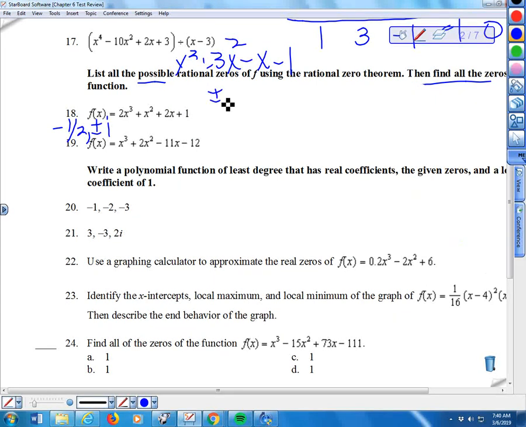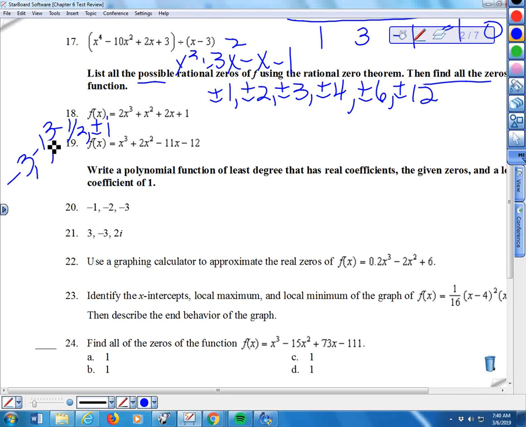Plus or minus 1, 2, 3, 4, 6, and 12. And fortunately, there's no denominator because 1 is the leading coefficient. I'm going to clear this out. x cubed plus 2x squared minus 11x minus 12. And graph it. It looks to me like it is negative 3, negative 1, and 3.